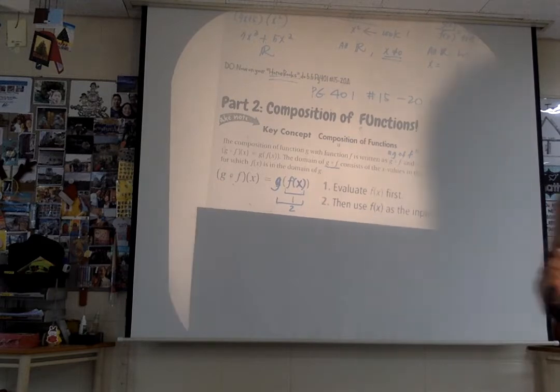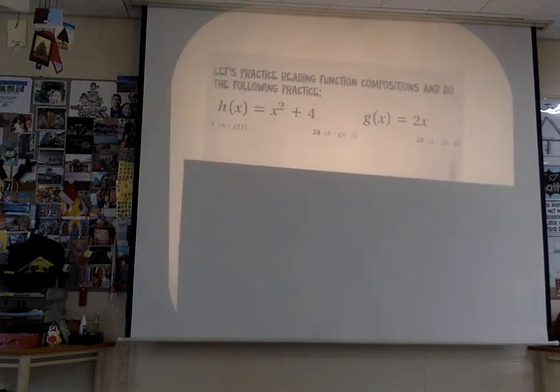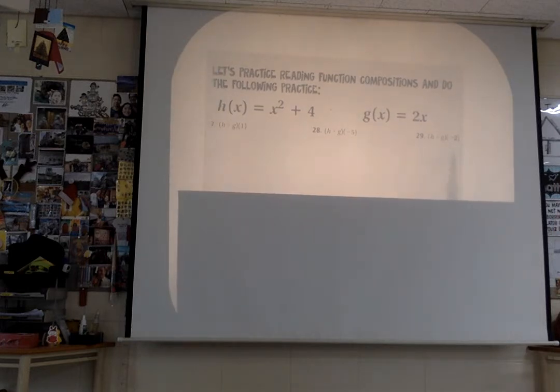Okay, so we'll do a few examples. Ready? All right, let's try some. If that was confusing, don't worry. When we actually do the calculations, it's a lot simpler than you think, okay? Let's practice reading function compositions and do the following practice. I'm going to give you h of x equals x squared plus 4, and g of x is equal to 2x.